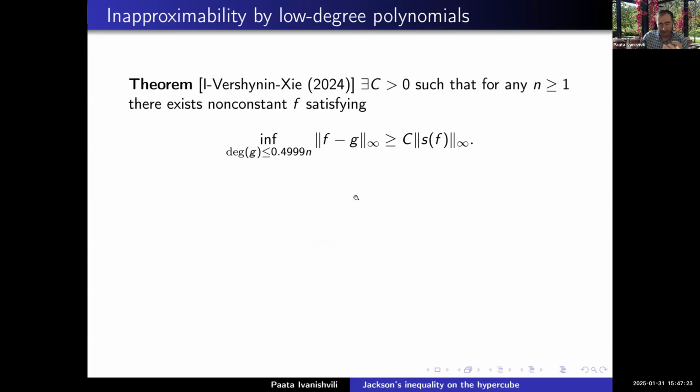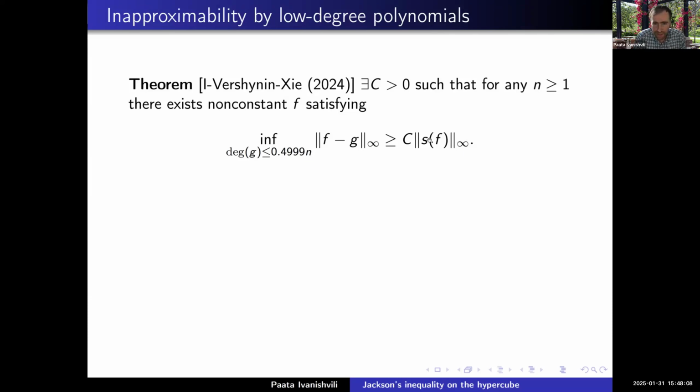Okay. Here is the result. I think it is one of the main results I want to present, which is very surprising because I was hoping for the opposite inequality. There exists a constant c such that for any n greater or equal to 1, there exists a non-constant function satisfying the following: if you take the infimum over all polynomials and you approximate by degree very, very close to n, we are not even talking about d being fixed smaller than n, almost half of n, then this difference is greater than this universal constant. You can think about this universal constant as 1 over 10 times sensitivity.